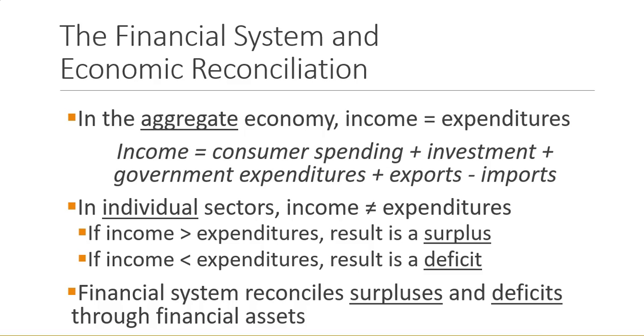However, in individual sectors, the four sectors are consumer spending, investment, government expenditures, and net exports. In the individual sectors, income will not equal expenditures. If income is greater than expenditures, we call this a surplus. And if we have the opposite situation, income is less than expenditures, we call this a deficit. And the financial system reconciles the surpluses and deficits of the individual sectors through financial assets.